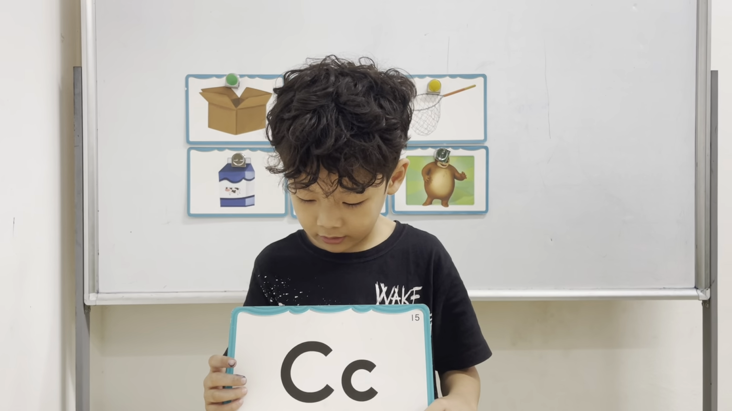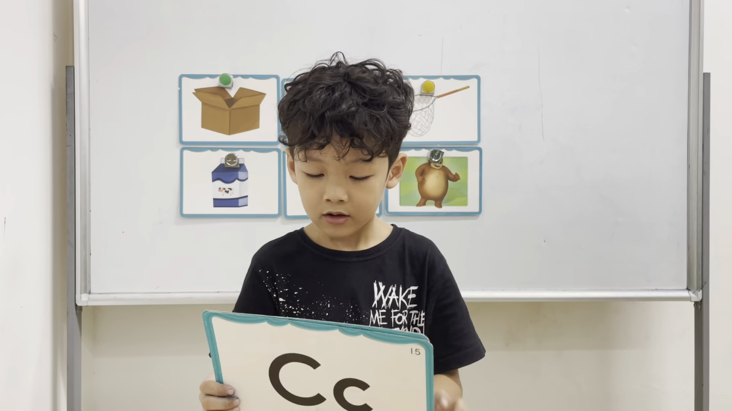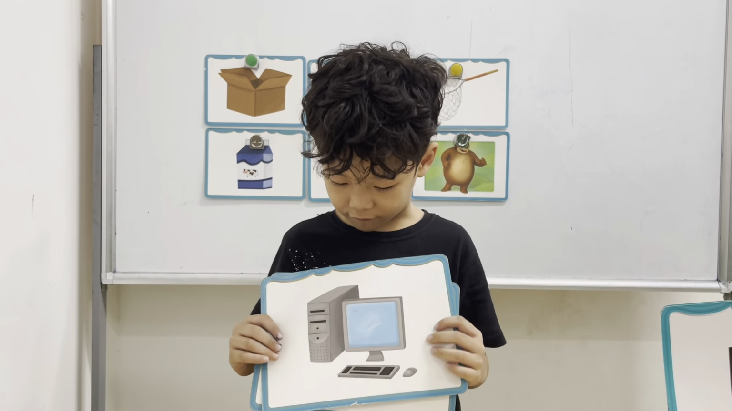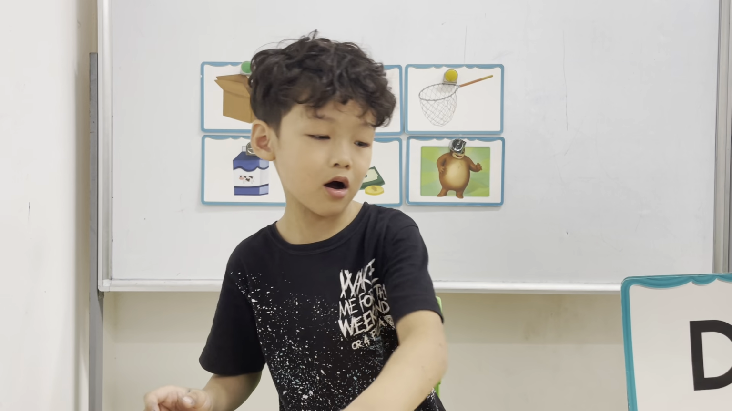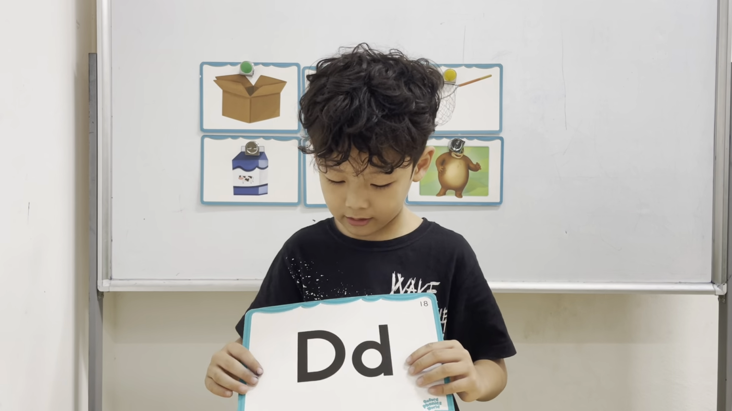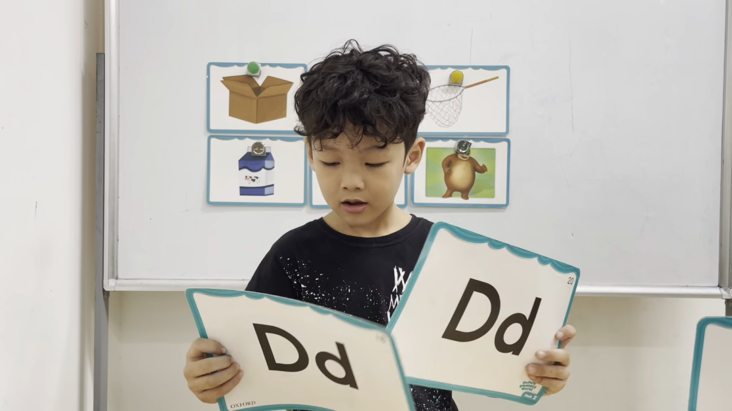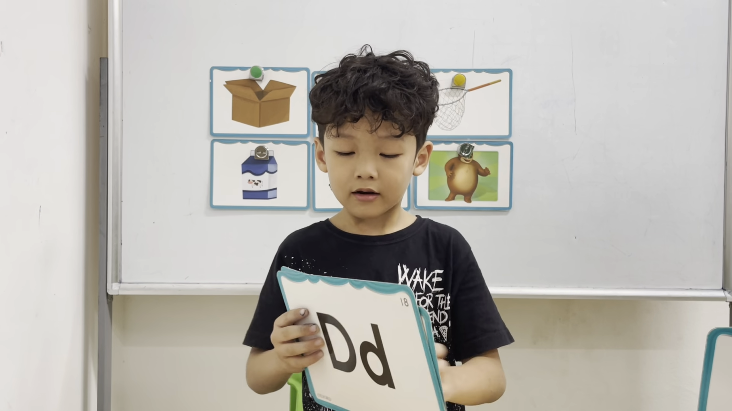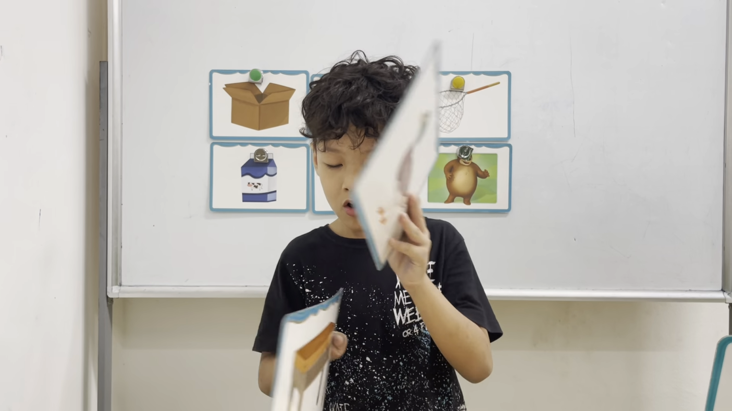Letter T sound. T is for cup. T is for computer. Letter D sound. D is for duck. D is for dance.